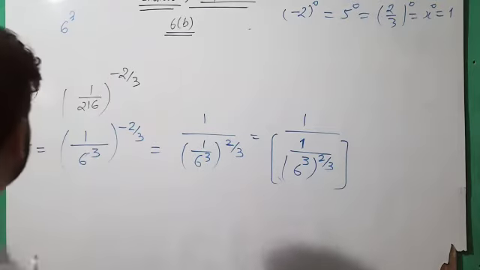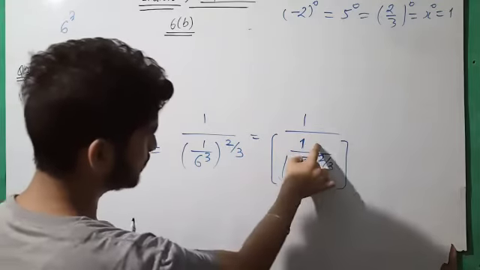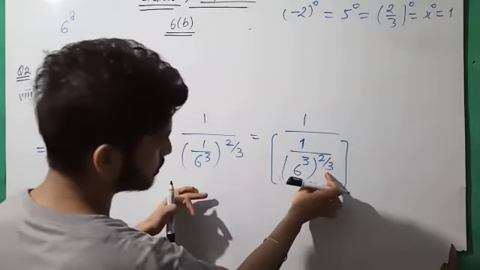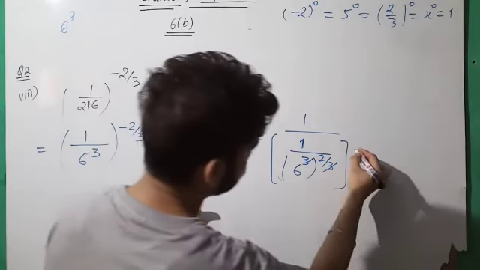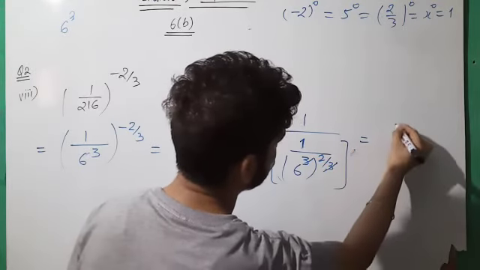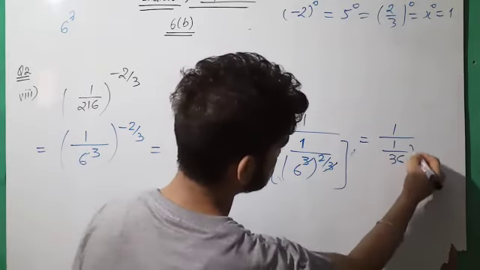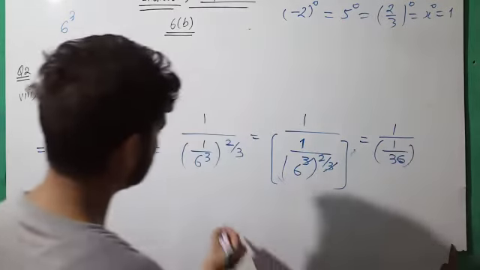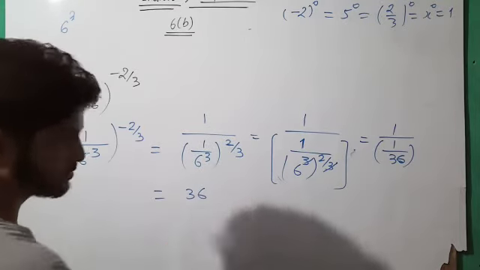So what we did: 1 to the power 2 by 3 we write as 1 only, and 6 to the power 3, to the power 2 by 3. Now we have to cancel out this. The remaining term is 1 upon 6 to the power 2, that is 1 upon 36. So take the reciprocal of 36. So the answer is 36.